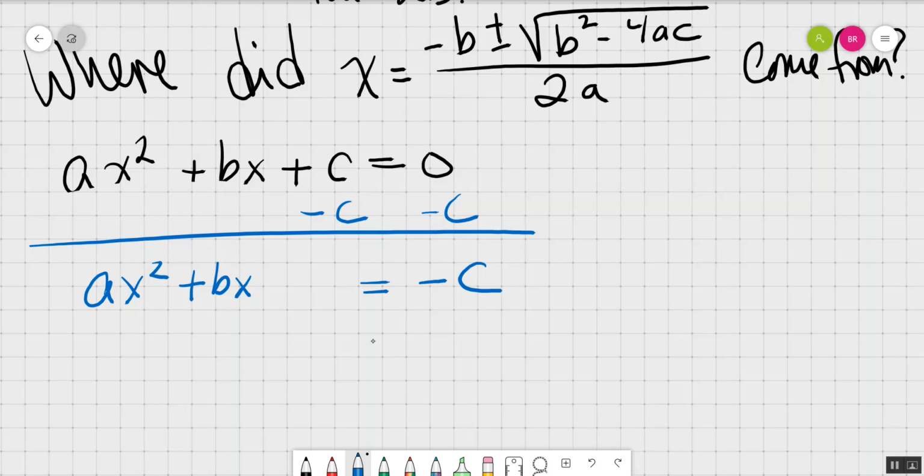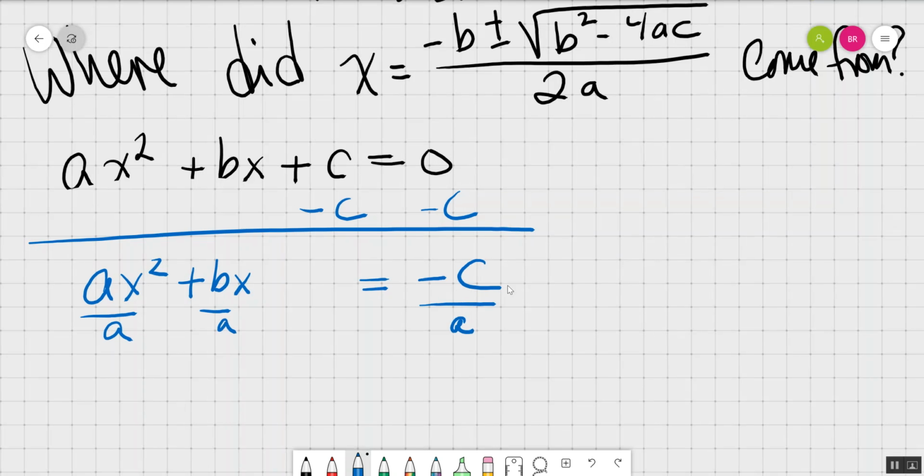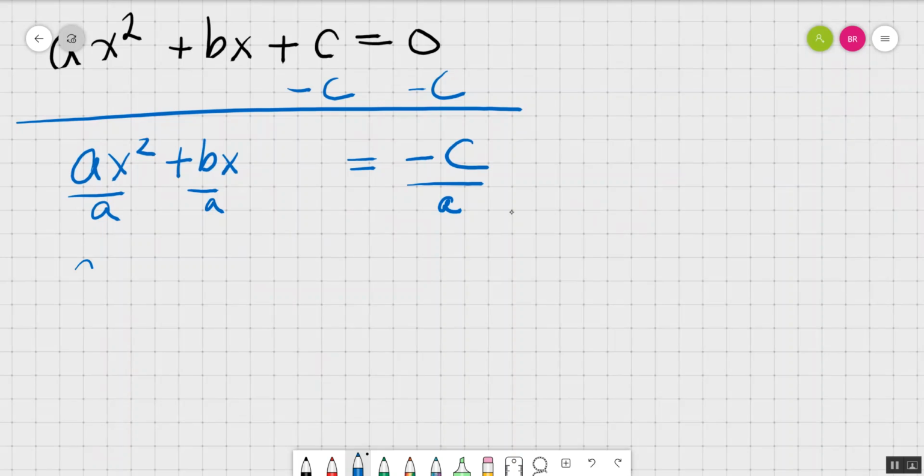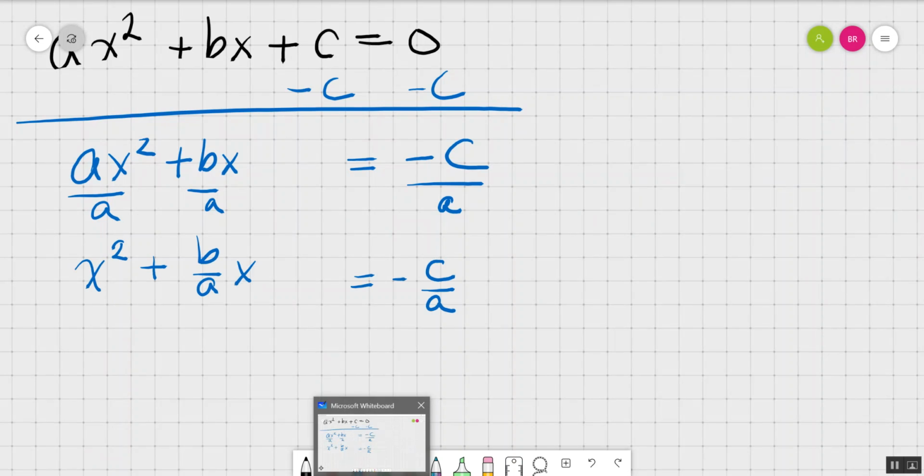Now let's go ahead and divide everything by a so that I have x squared in the leading term. So I'm going to get x squared plus b over a times x equals negative c over a. Cool. Come on, I want a red. Why is it doing this to me? Because it's mad at me today.